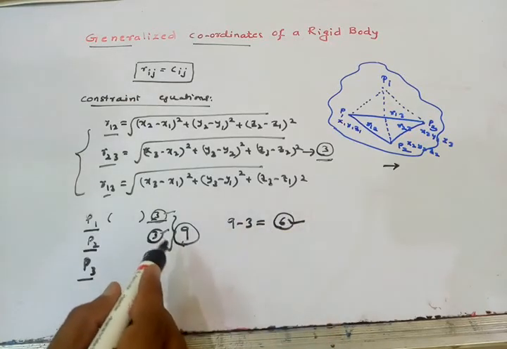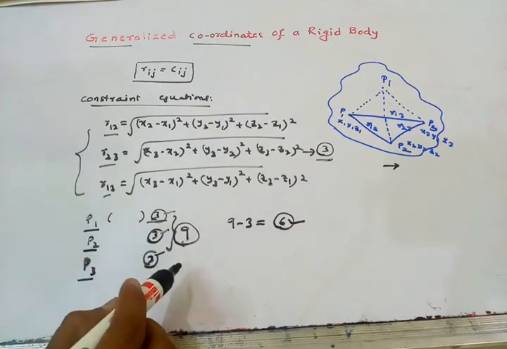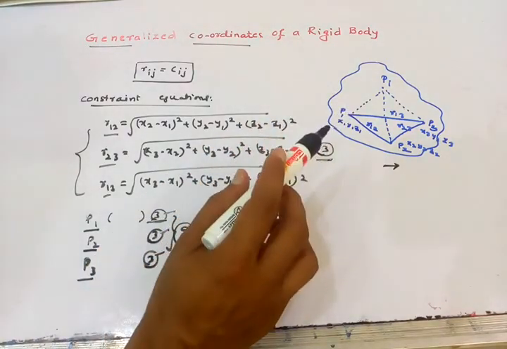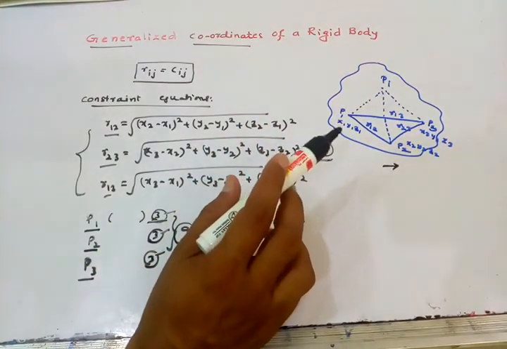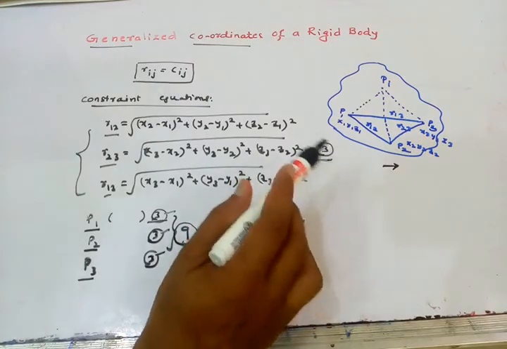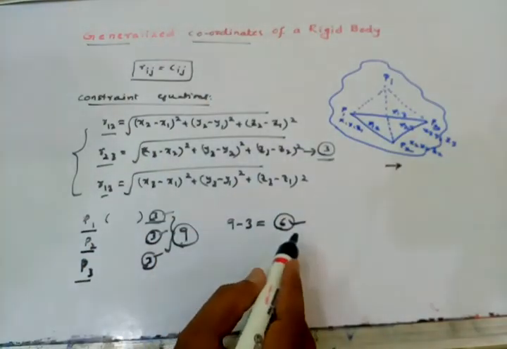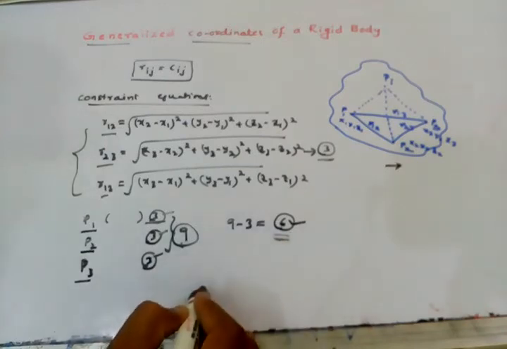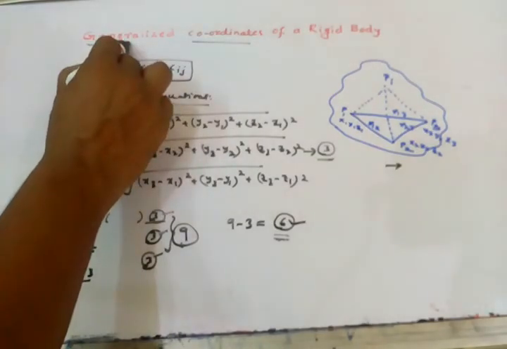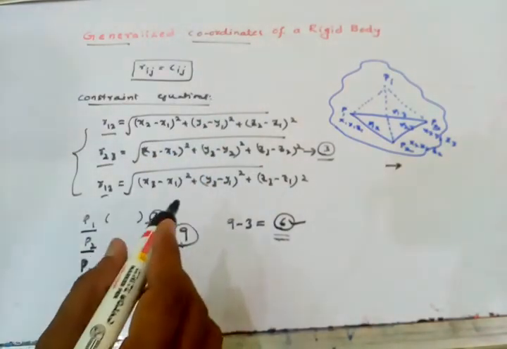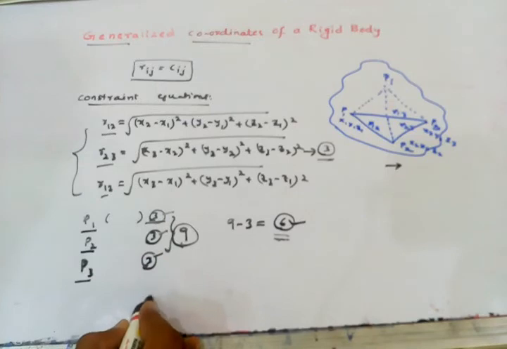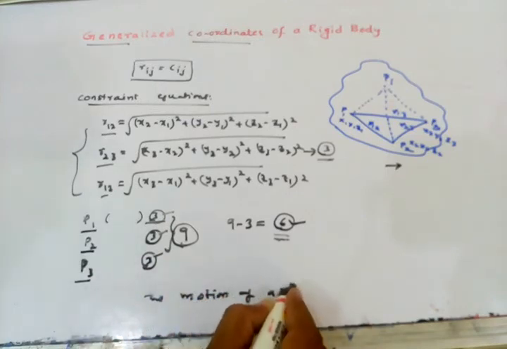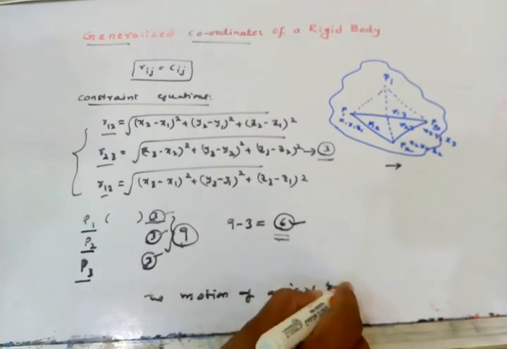That means 6 independent generalized coordinates are required to specify this rigid body, to specify the motion of a rigid body. So the generalized coordinates of a rigid body number 6. We need 6 independent generalized coordinates to specify the motion of a rigid body.